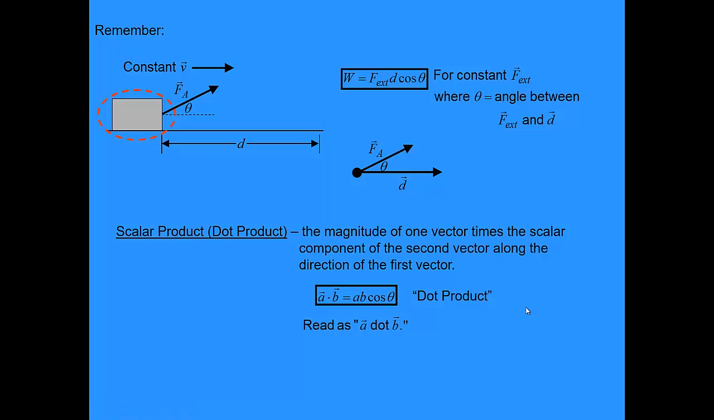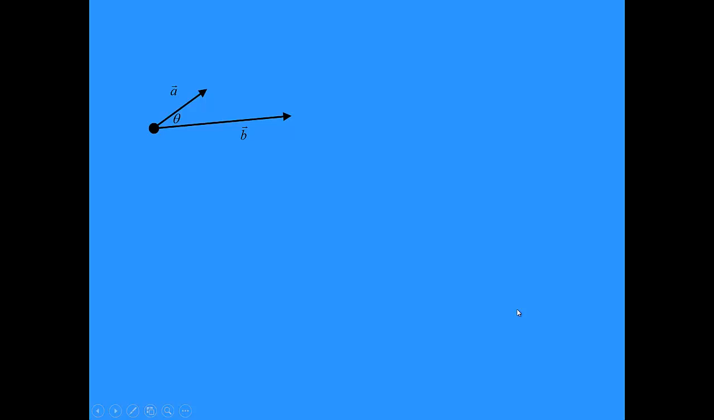Okay, you could read it as A dot B, A dotted with B, right? Or just the scalar product of vectors A and B. Notice how this is exactly how we defined work, right? But we derived this expression specific for work, right? But of course, it is actually a scalar product.